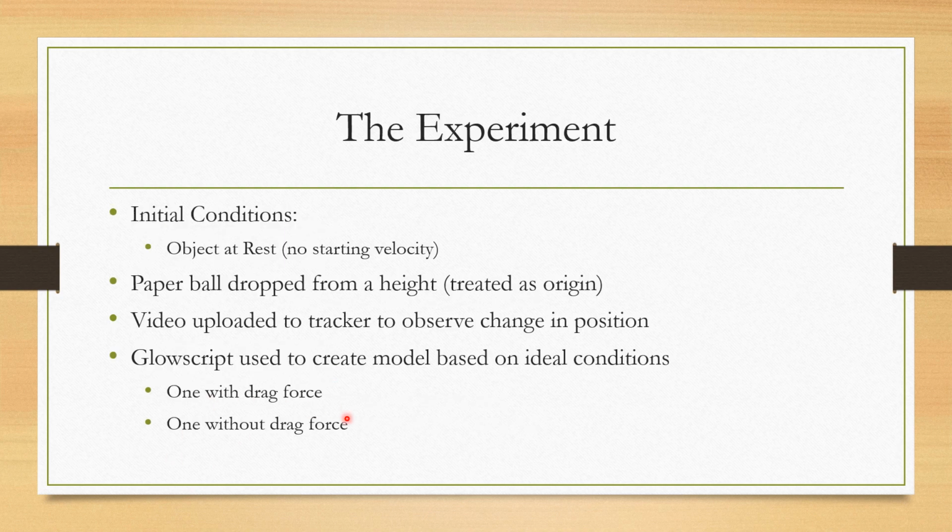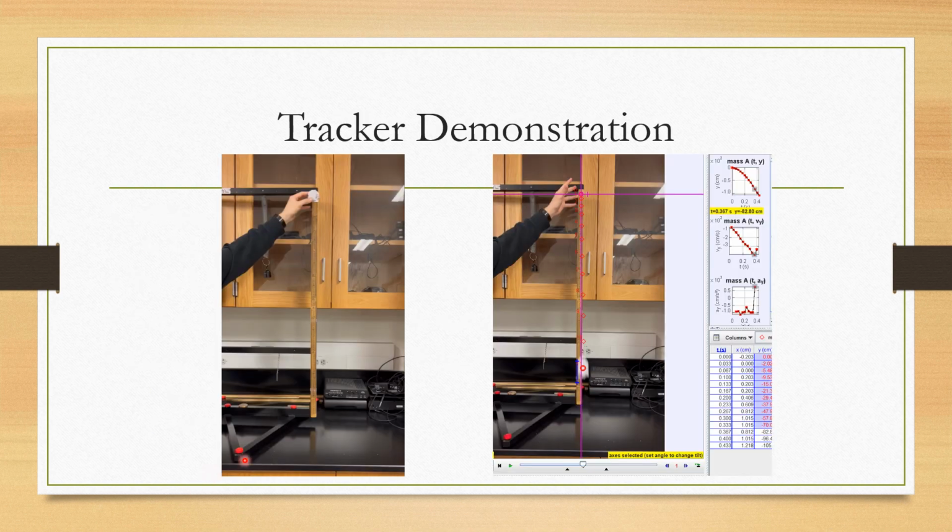So for the experiment, the initial conditions: the object is at rest, and it was dropped from a certain height, which I treated as the origin. And then I uploaded the video to Tracker to measure the change in position, and then created two models in GlowScript, one without drag force and one that accounted for drag force. This is the Tracker demonstration here.